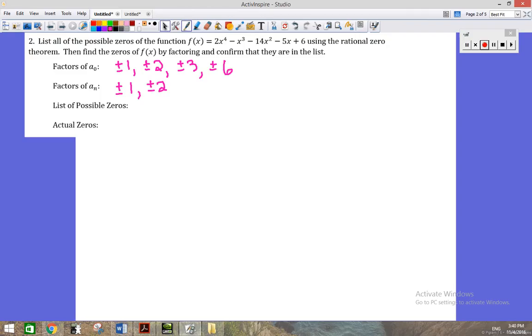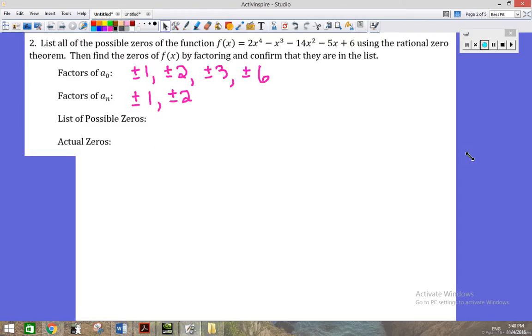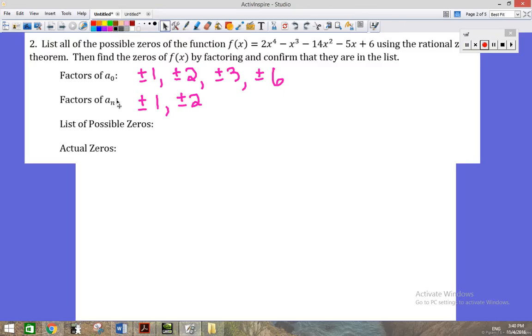So the factors of the constant term are my possible numerators, and the factors of the leading coefficient are the possible denominators. If I'm using a denominator of 1, I just go through the numerators: 1 divided by 1, 2 divided by 1, 3 divided by 1, 6 divided by 1. Now I divide by 2: 1 divided by 2. 2 divided by 2 is 1, and I've already got that in there, so I don't need that. 3 over 2. 6 divided by 2 is 3, and I've already got 3 in the list.